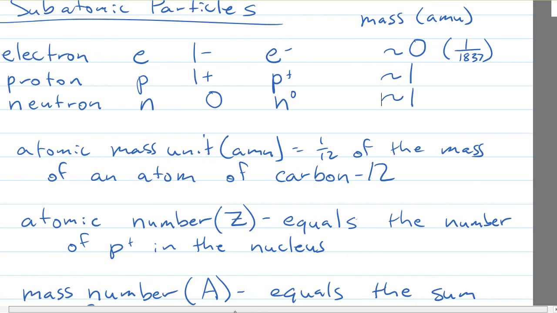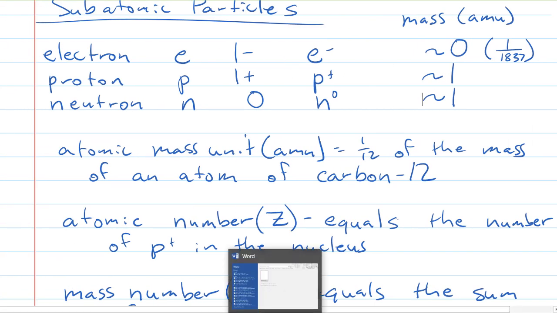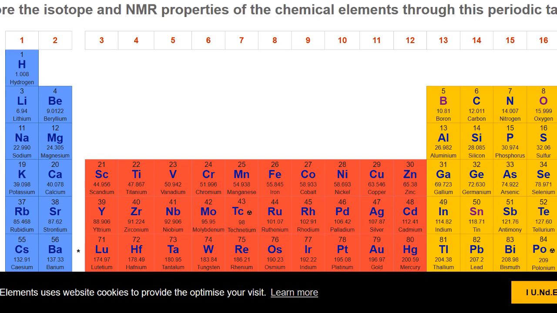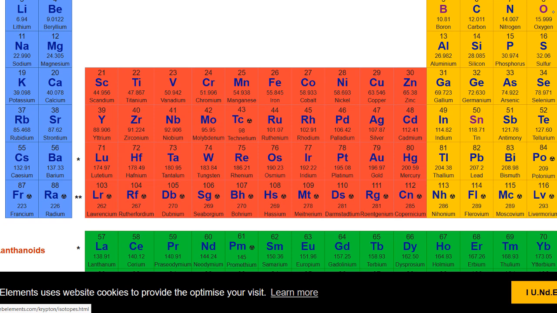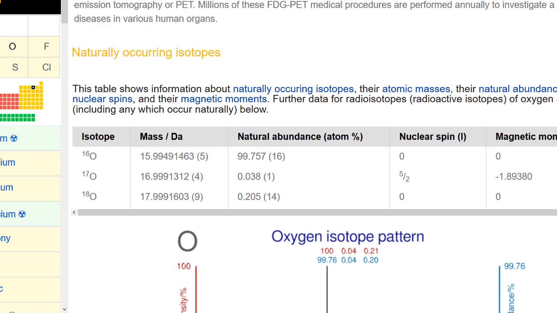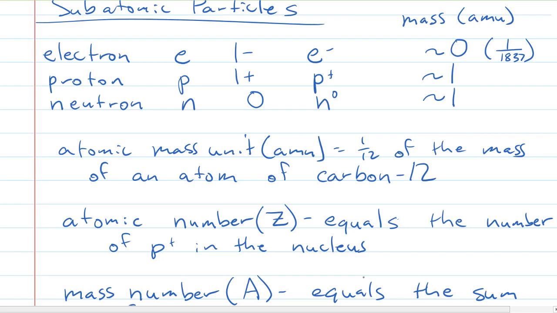Okay, so if we come back here and look at this, skip all ads. Sure, let's do that. If we come to something like oxygen, I'm going to click on oxygen here, and we're going to find out that oxygen has 3 naturally occurring isotopes. The way we can write them is with superscripts to the left of the symbol. And so we see that we have what's called oxygen 16, oxygen 17, and oxygen 18.